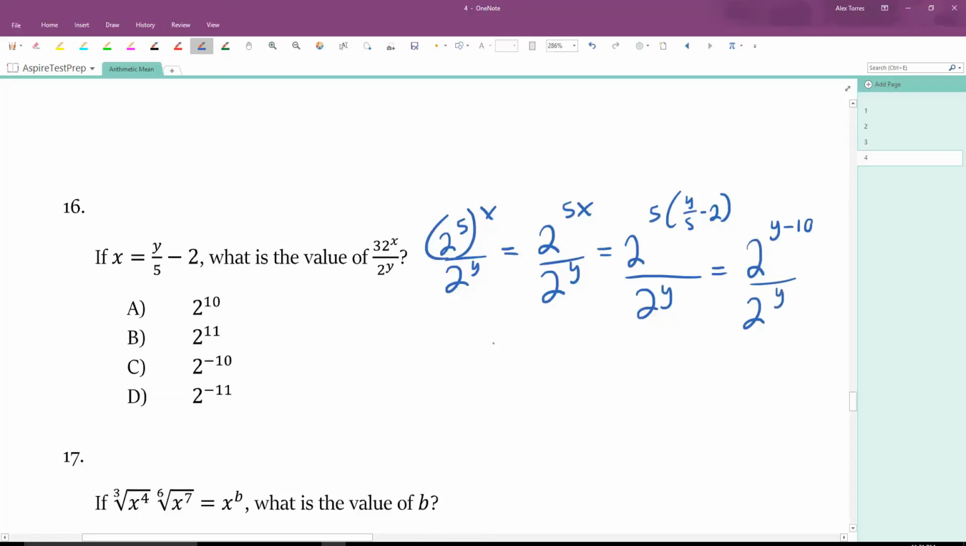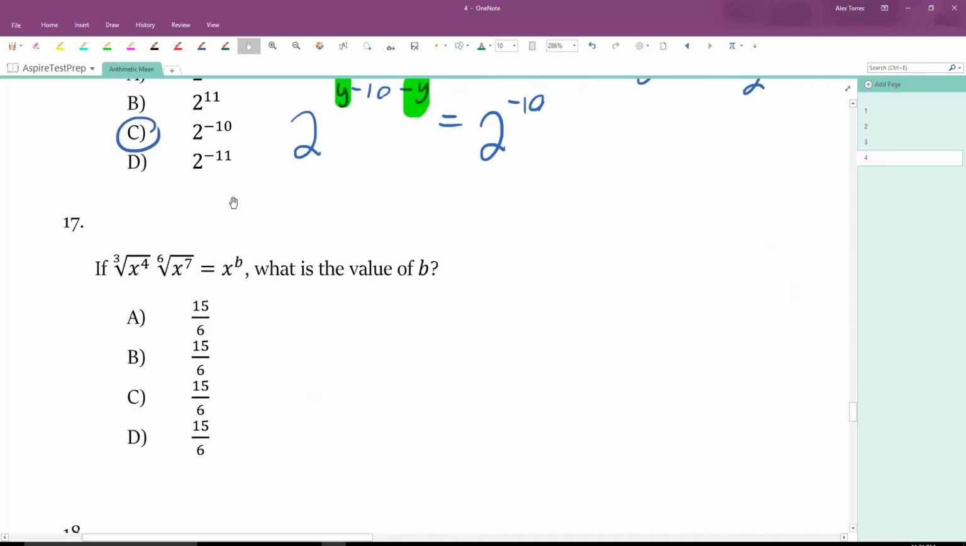And now we can subtract. This is all 2 to the y minus 10 minus y. And here we have y minus y. So the answer is 2 to the negative 10, which is the same as choice C.